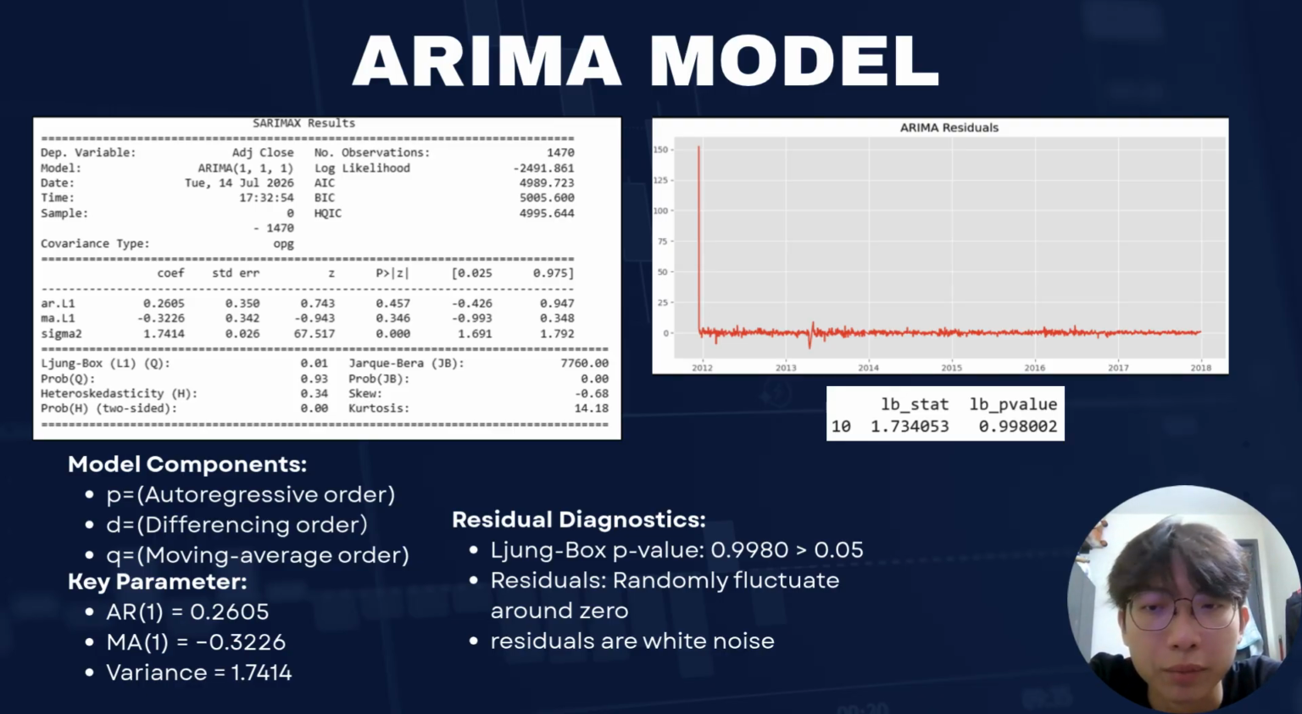The ARIMA model has three components: p for auto-regressive order, d for differencing order, and q for moving average order. For the ARIMA model, we selected ARIMA(1,1,1) based on our ACF and PACF analysis. The AR1 was 0.2605. The MA1 was negative 0.3226. The variance was 1.7414.